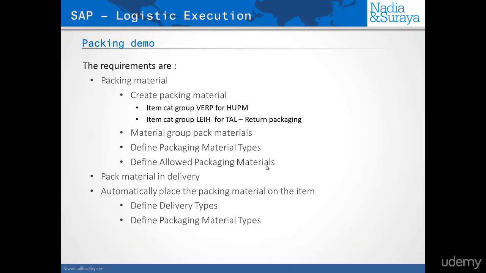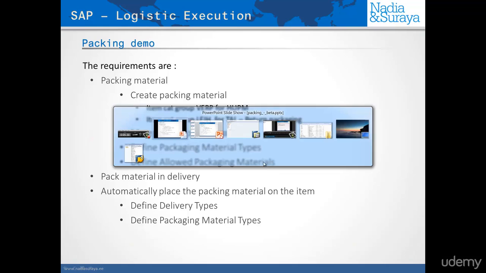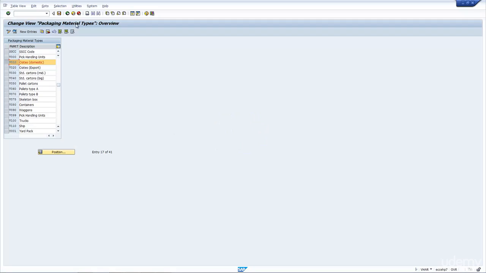Material group A cannot be packed, let's say, on a pallet. Yeah, so that's how it works. So let's have a look at the matrix. Hopefully it'll be a little bit easier for you to understand once you have a look at the config. So let's go back to SAP.